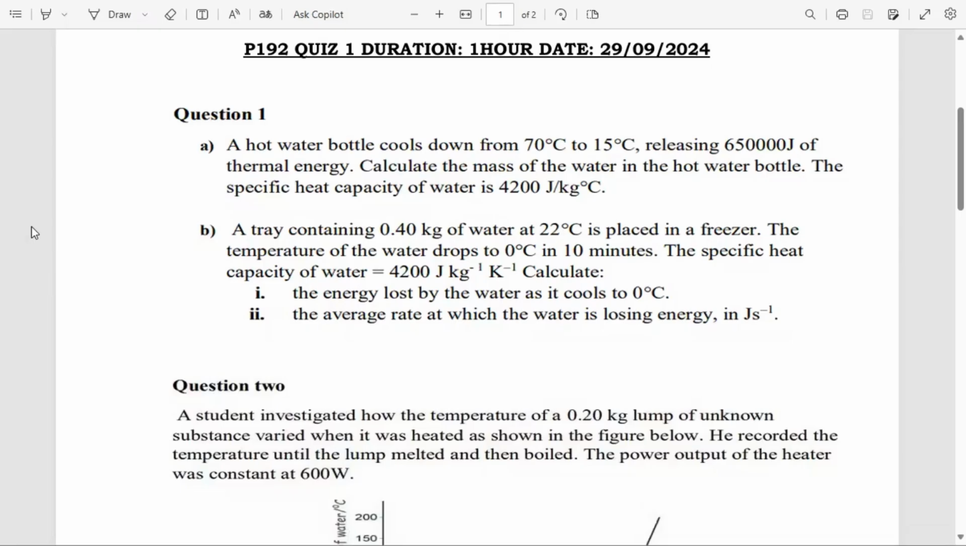So question 1 has two parts, part A and part B. Part A says a hot water bottle cools down from 70 degrees Celsius to 15 degrees Celsius, releasing 650,000 joules of thermal energy. Calculate the mass of the water in the hot water bottle. The specific heat capacity of water is 4,200 joules per kg degree Celsius.